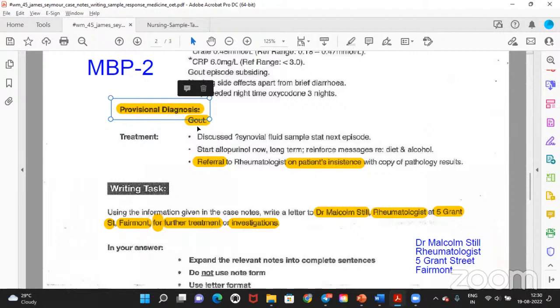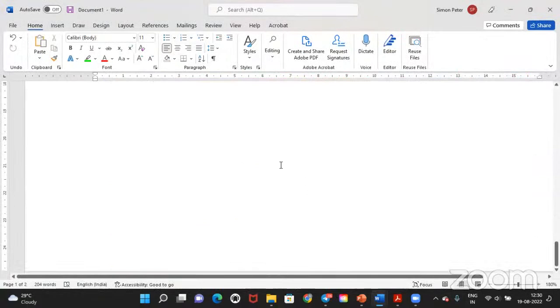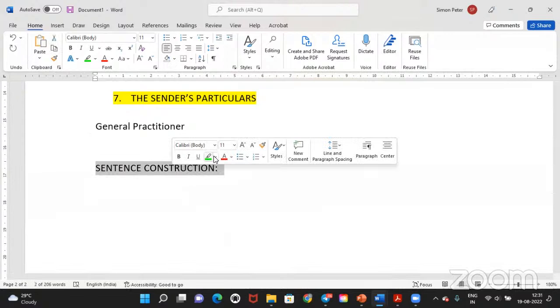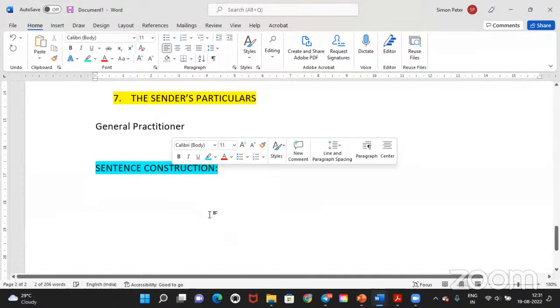So now sentences, learning sentences. Sentence construction. Now the letter is over. How to write sentences, we'll see. Sentence construction. Okay, this is the danger zone. This is the main problem for everyone. So yeah, sentence construction. So sentence number one. Now let us see.